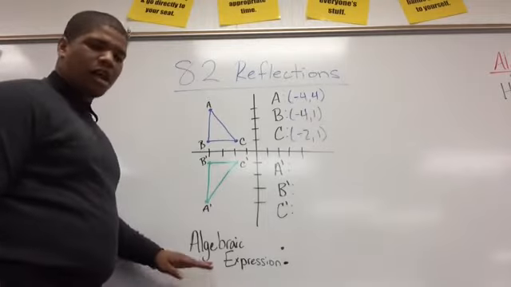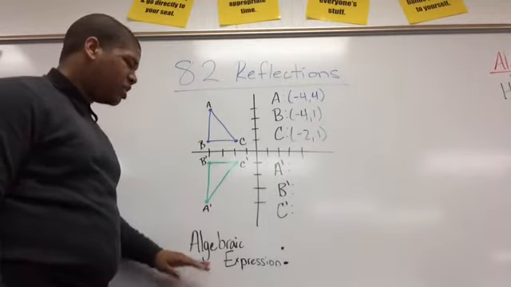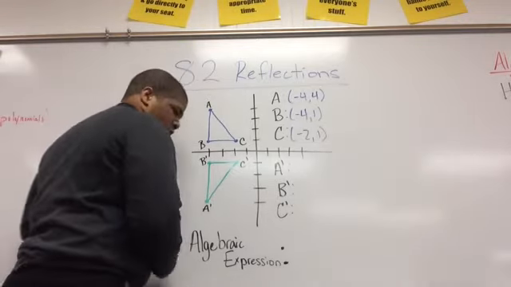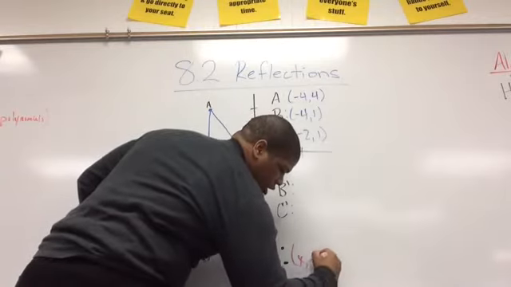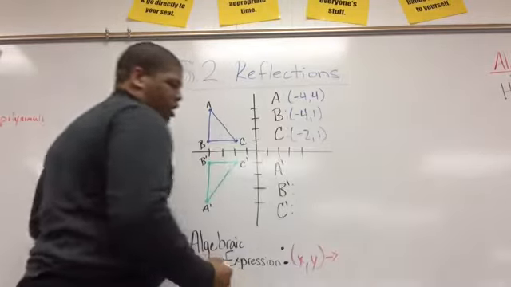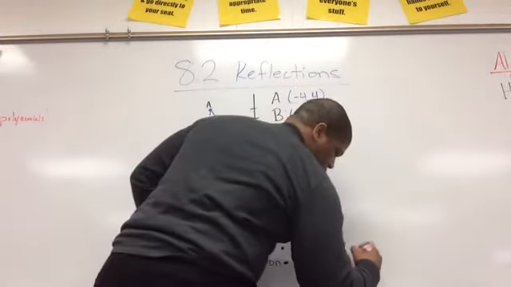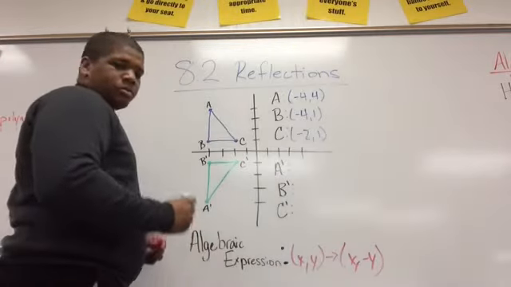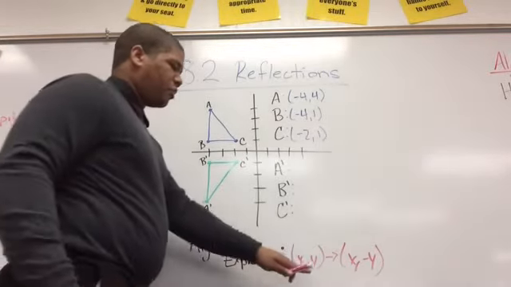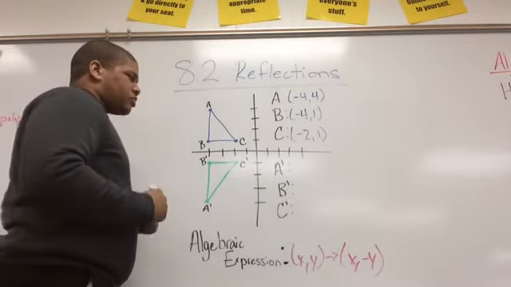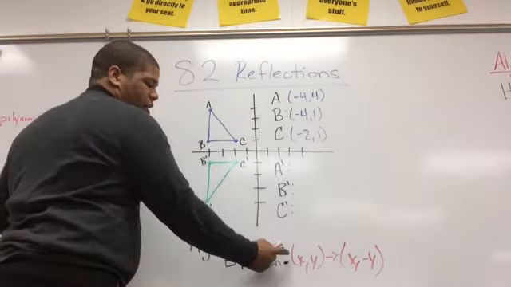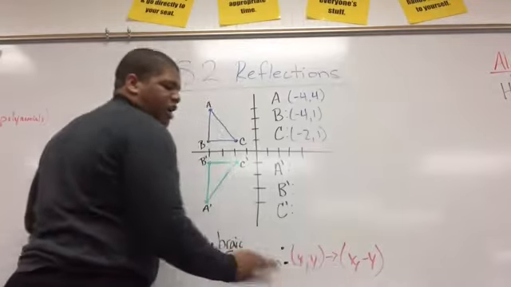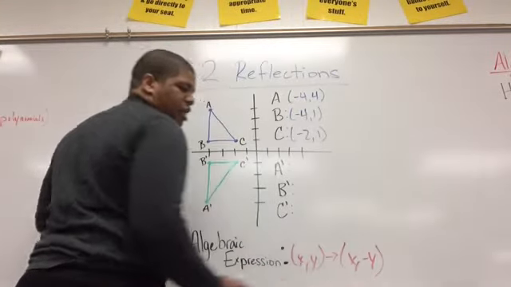So I'm going to come down here and try to remember what is my algebraic expression for a reflection over the x-axis. I know that I have (x, y) and an arrow. And if I remember correctly, it is (x, -y) for the algebraic expression for reflection over the x-axis. So, unlike translations, this is it. You don't have to add any numbers or anything. You just have to add your negative on whichever one it is.